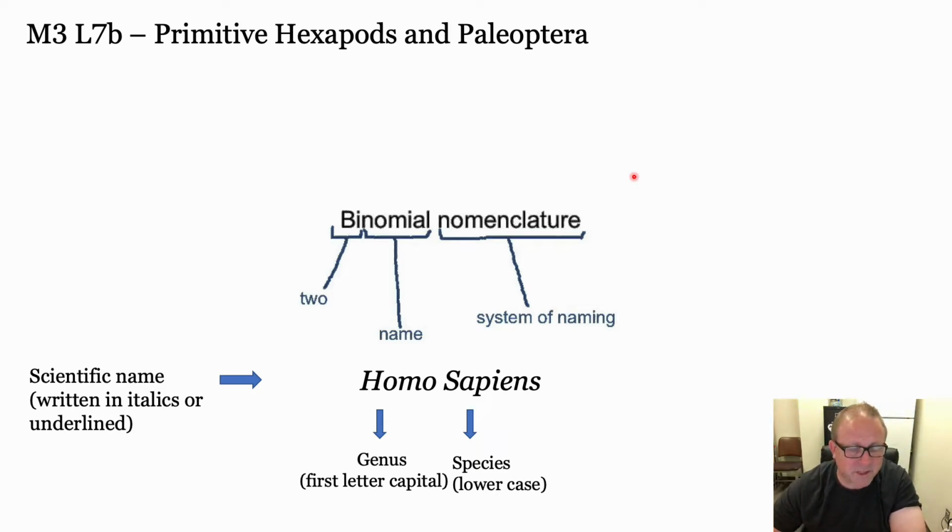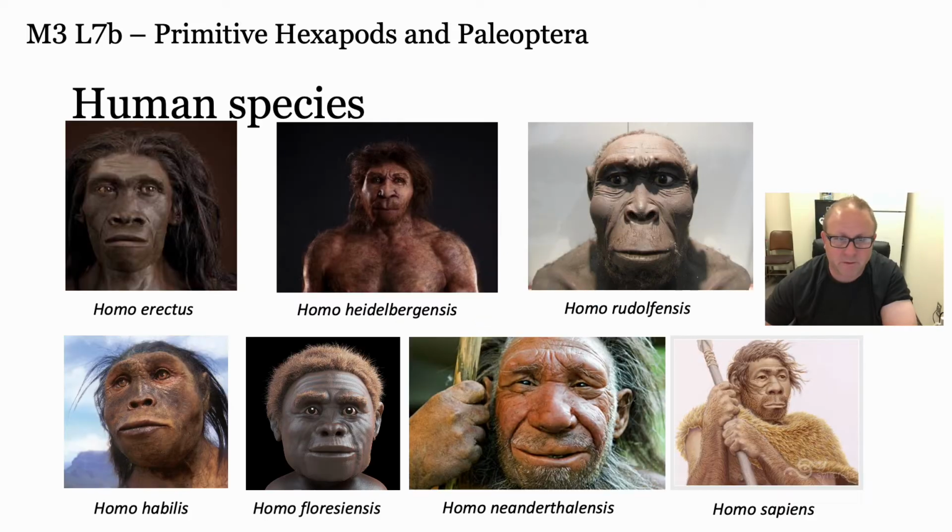It's actually backwards. My name is Matt Gruwell, Matt being my first name, Gruwell being my second name. Gruwell puts me in a bigger family of other individuals. In this case, Homo is the one that puts you in a bigger family of other individuals, and sapiens is more specific for a species. So here we can look at different human species, all in the genus Homo, like Homo erectus, heidelbergensis, rudolfensis, habilis, floresiensis, neanderthalensis, and finally Homo sapiens, the other species that we share a genus with. All right.